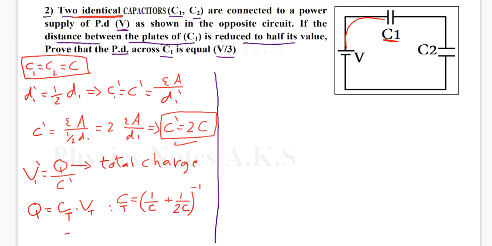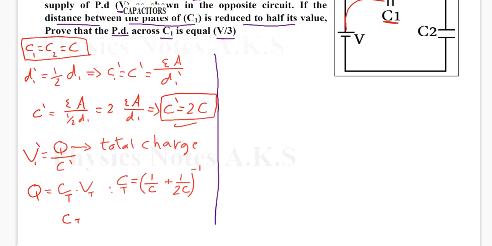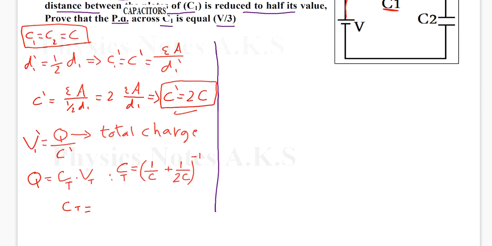It's adding two fractions. Let me go up a little bit here. I need to have the same denominator, right? So for the first fraction, I multiply up and down by 2, plus 1 over 2C, to the power minus 1. I multiplied up and down by 2 to make the same denominator. So we'll have 3 over 2C, all to the power minus 1. And this will give me, I will go up here and write, the C total is, I flip, going to be 2C over 3.